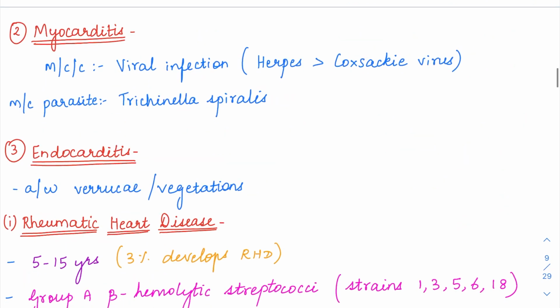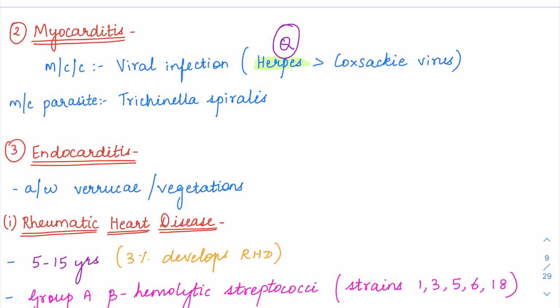Okay. So next we'll talk about myocardial inflammation, which is myocarditis. The most common cause of myocarditis is usually a viral infection. And remember, it is herpes infection which is more common than Coxsackie infection. Okay, herpes is more common than Coxsackie viral infection.